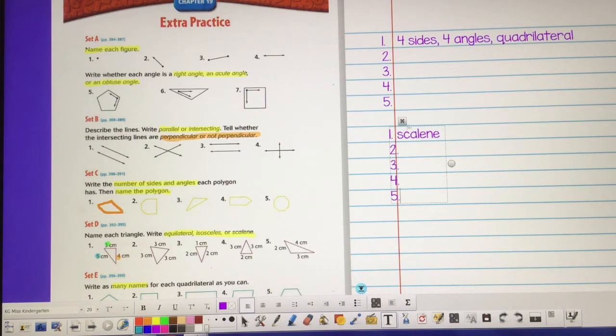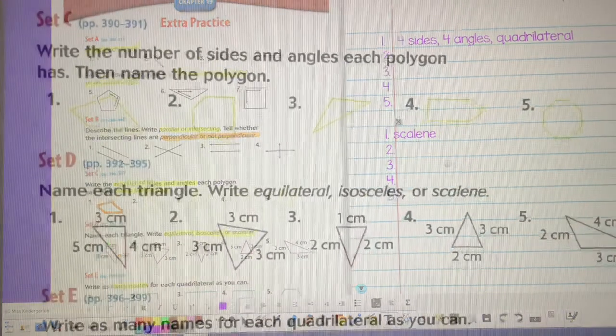Take a look and see what your side lengths have. If you have all 3 are the same, that's going to be an equilateral. 2 are the same, that's an isosceles. And if 0, none of them are the same, that is a scalene triangle.